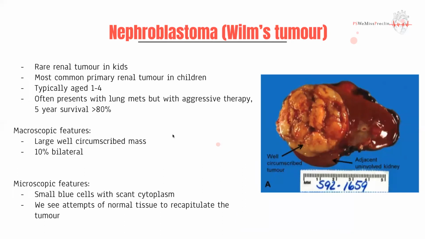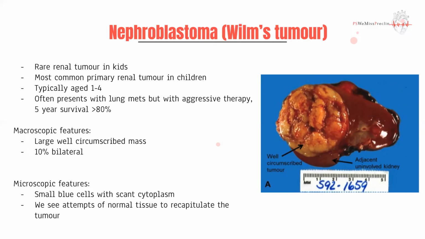That was RCCs. Now let's talk about some other tumors. So we have nephroblastomas or Wilms tumors, which are a rare tumor that occurs mostly in kids. It's the most common primary renal tumor in children. So children don't get RCCs, they get nephroblastomas. It typically presents between the ages of 1 and 4.